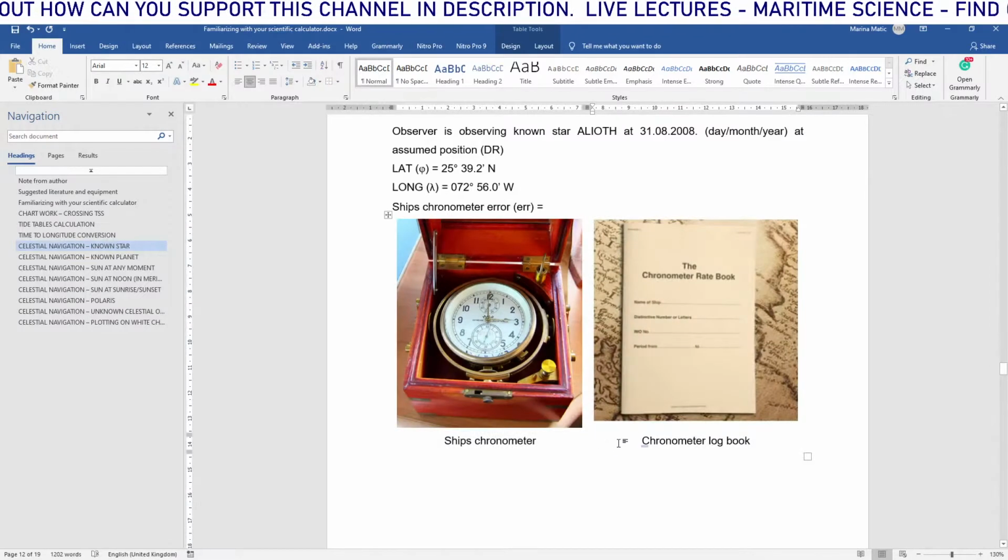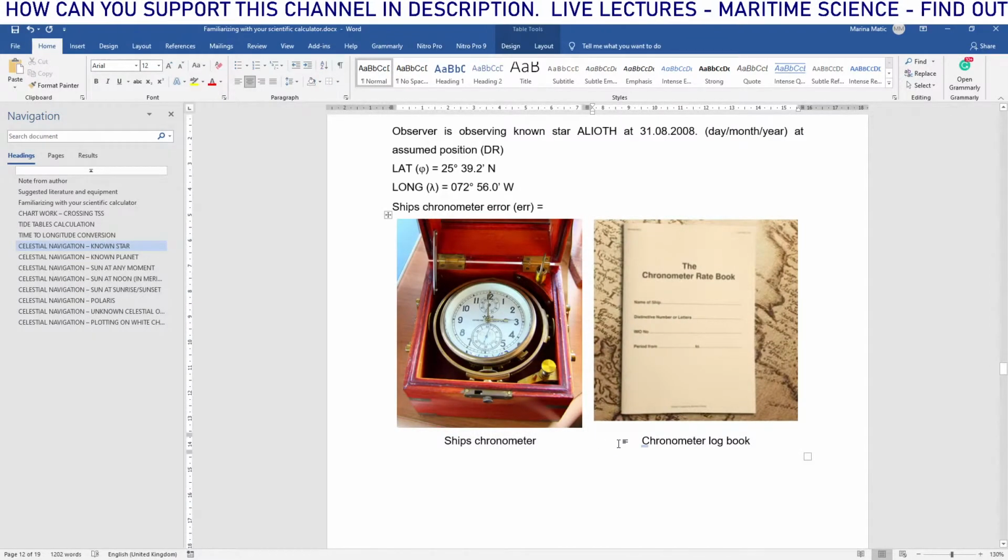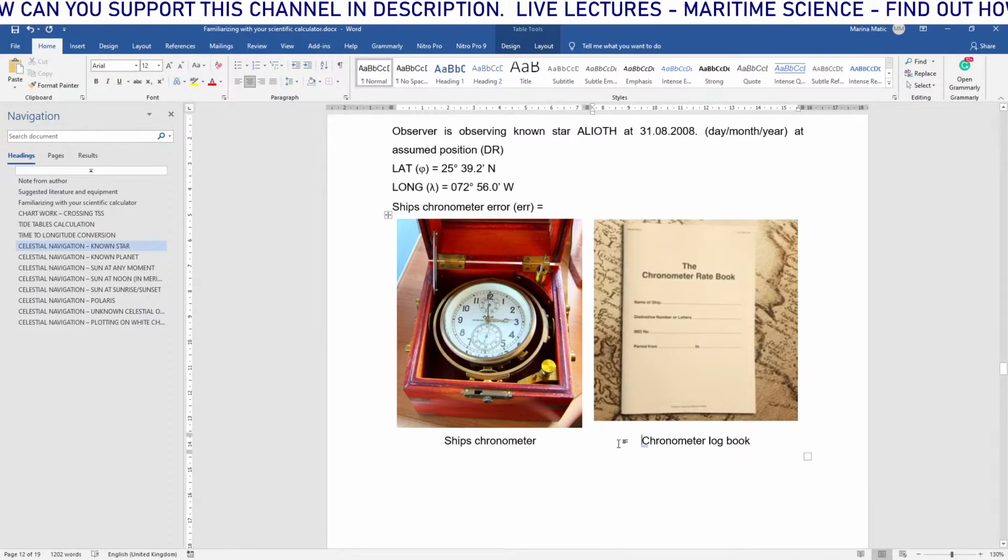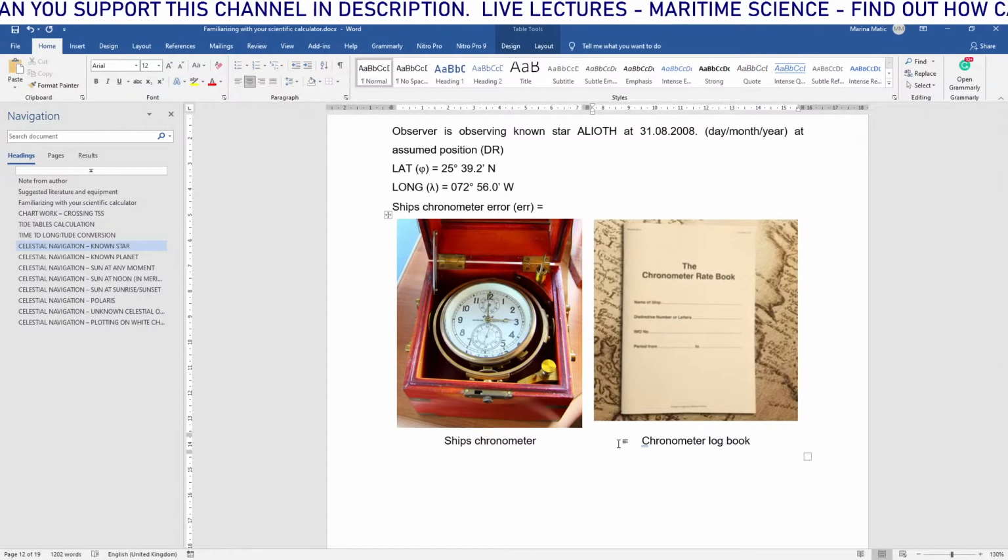Okay, let's remove the border, because we don't want to look at the border. So basically what the seafarer is doing, there is something that is called the noon report, and that is done especially on bigger merchant ships.